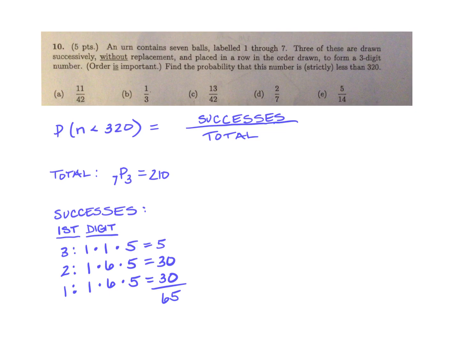So for this first problem, it's number 10. You have an urn that has 7 balls in it, and they are labeled 1 through 7. 3 of these are going to be drawn successively without replacement. That's important. And they'll be placed in a row in the order they're drawn to form a 3-digit number. Order is important here. So find the probability that this number is strictly less than 320.